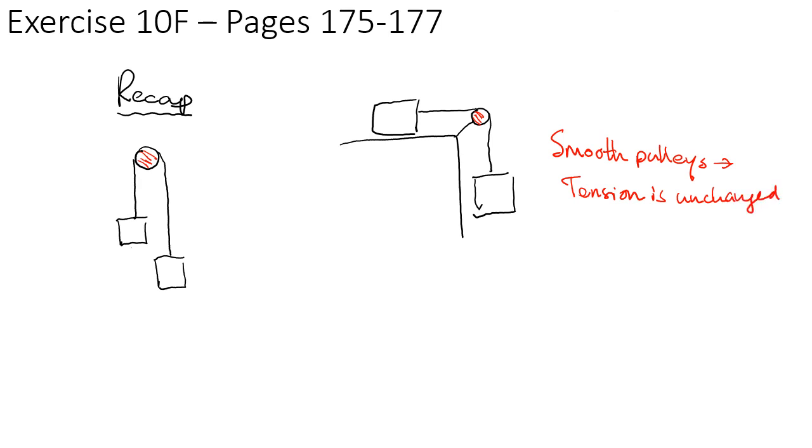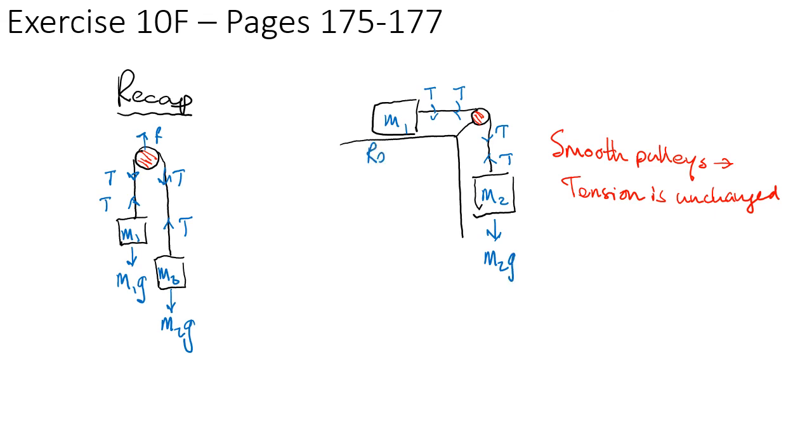Might be worth putting some forces on. So we're going to have weights going down here. Let's call this M1 g, M2 g, M1, M2. Tension here, tension here, tension here, tension here, and a force up here. Whereas with these ones, let's call this M1 and M2. Let's say that we've got this tension here and tension here. Put all of those on, and we have the weight here. And let's say that this is rough, not a smooth surface, so we'll have some sort of frictional force there.